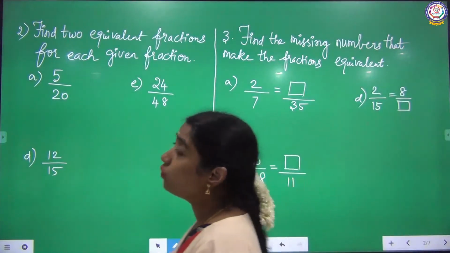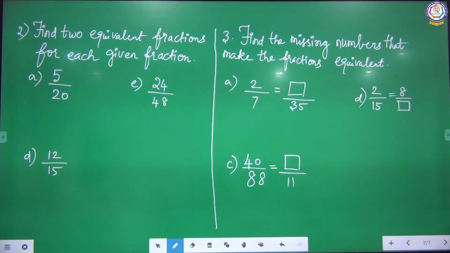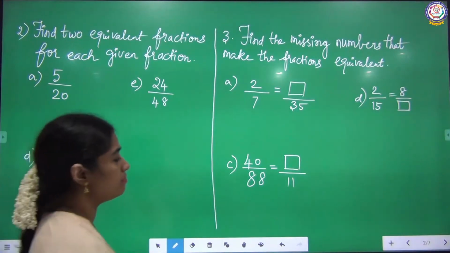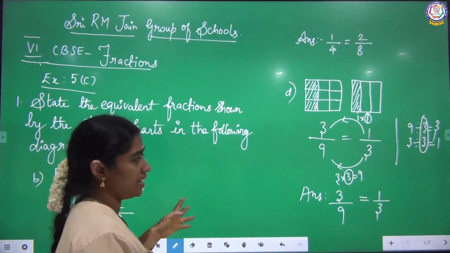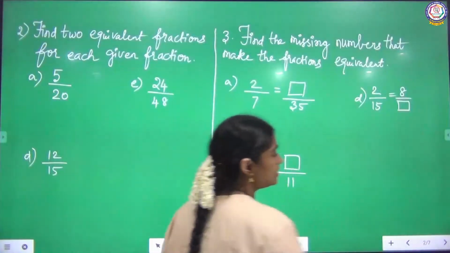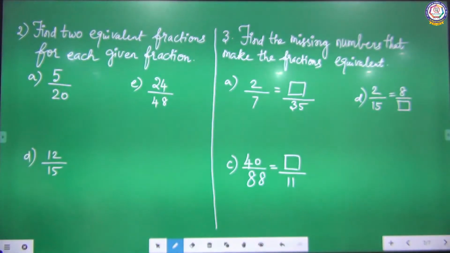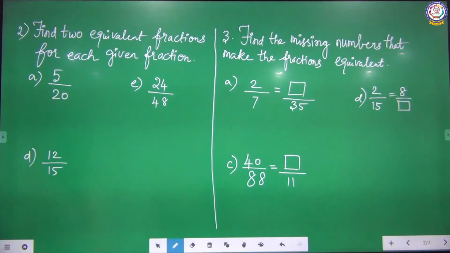See, find two equivalent fractions for each given fraction. From the previous sum, just according to the shape I found out whether it is equivalent or not. But for this sum, they itself have given the fraction, and I am going to find out two equivalent fractions for this. See children, 5 by 20 is there. Directly I can multiply, or else I can change this into the simplest form.